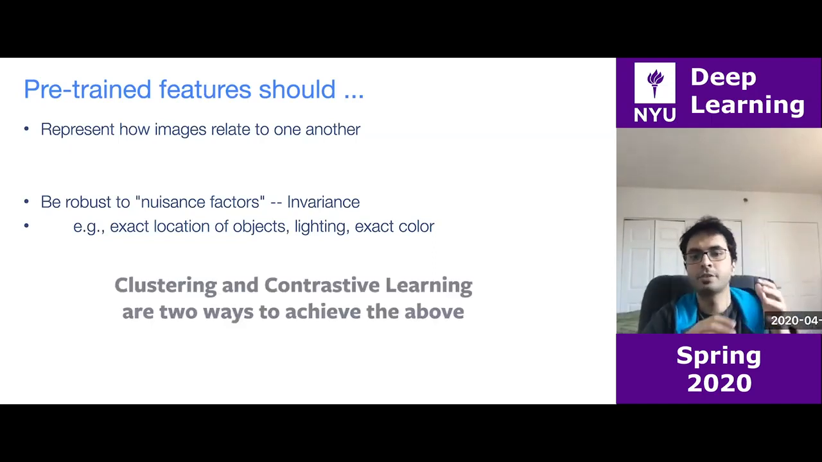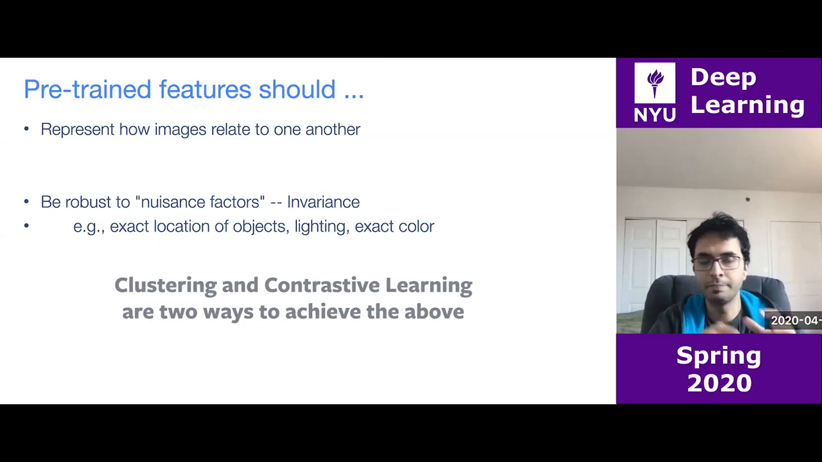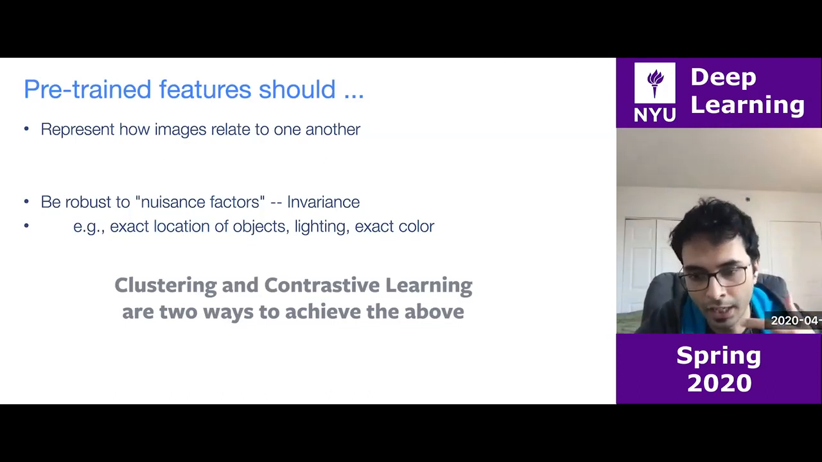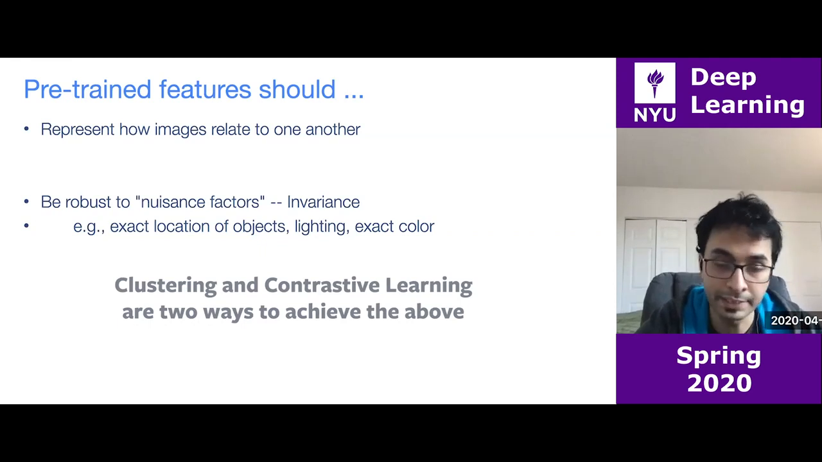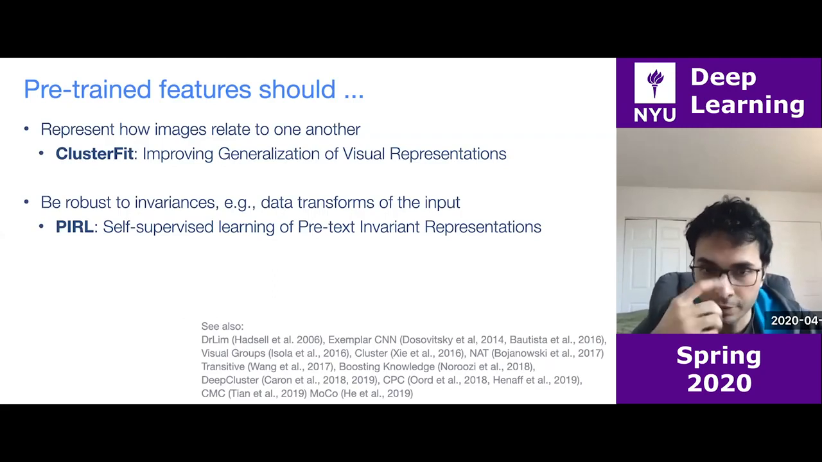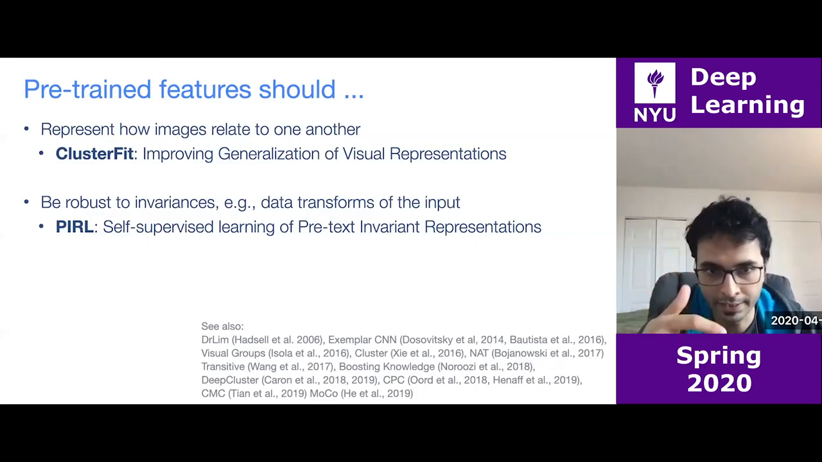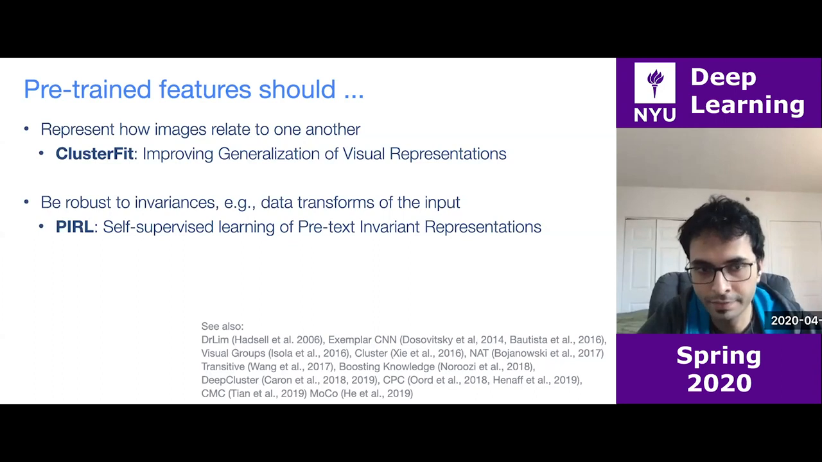And there are two ways of achieving these things. One is clustering and the other is contrastive learning. Both these methods have promise because they are basically trying to get these properties when learning representations. And I believe that's why they've now started performing so much better than whatever pretext tasks were hand designed so far. So now I focus on two recent works that we have, which fall into this bucket of clustering and invariances. One is called ClusterFit, the other is called PIRL, and both of them will be presented at CVPR this year.